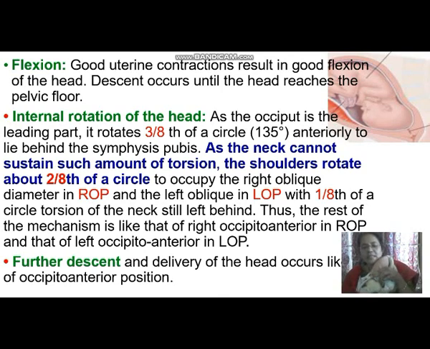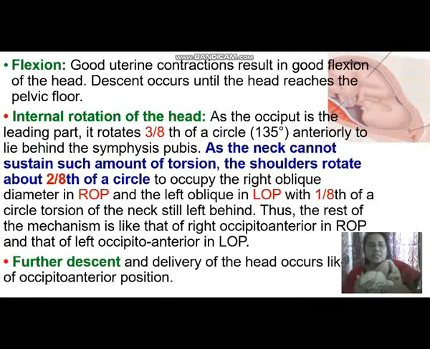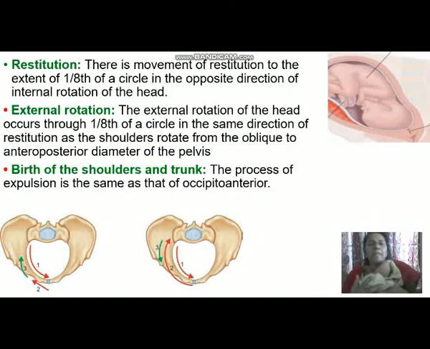So the occiput escapes under the symphysis pubis, further descent occurs, and after the occiput, by the movement of extension, the sinciput, face and chin sweep through the perineum. Then there is a movement of restitution to the extent of 1/8 of the circle in the opposite direction of internal rotation. So from the right to left direction when it was rotated internally, the external rotation of the head, or restitution, happened left to right.